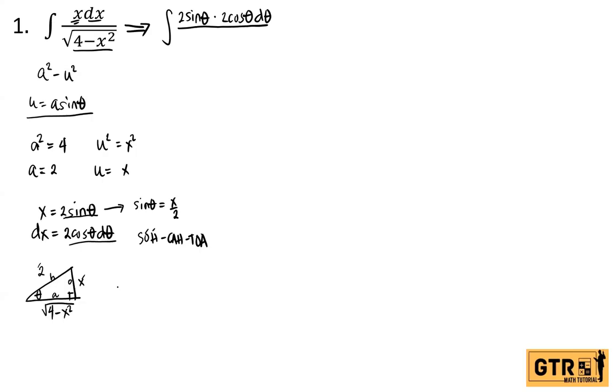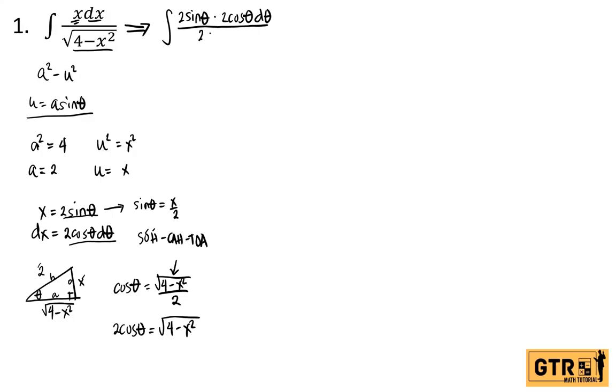So ang function natin ay cosine. Therefore, we have cosine theta is equal to square root of 4 minus x squared over 2. So kailangan natin makakuha ng expression na ito. Okay? So ngayon, I'll multiply both sides by 2. Therefore, we have 2 cosine theta is equal to square root of 4 minus x squared. So ayan na yung value of square root of 4 minus x squared, and that is 2 cosine theta.